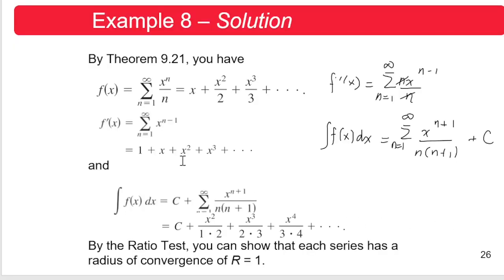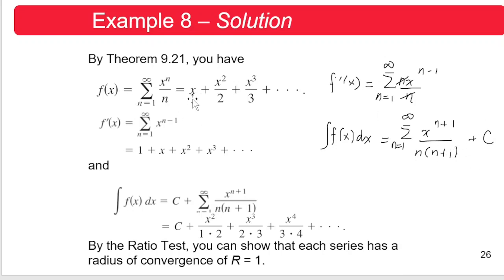From the given problem, f of x is equal to the summation of x raised to n all over n, where n is from 1 to positive infinity. We need to find the first derivative and also the integral of this function. By Theorem 9.21, the integral of f of x dx is equal to x raised to, you add 1 to the exponent, so you have x raised to n plus 1 all over n times (n plus 1), where n is from 1 to positive infinity, plus the constant of integration.